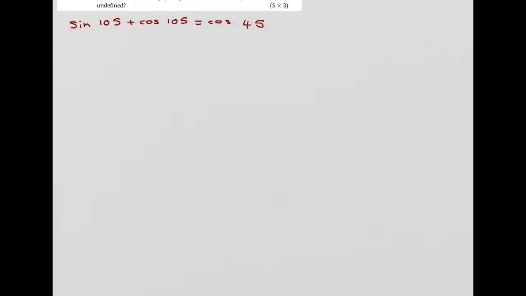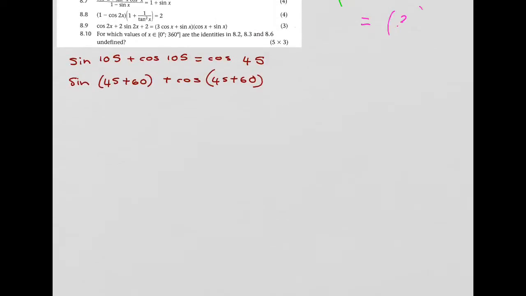Alright, a similar sort of idea for 7.2. We need to realize that we can build up, without using a calculator, special angles that will get us to the 105. So in this case, I'm going to say it's going to be sine(45 + 60) plus cos(45 + 60). Just make sure we're stating we're working on the left-hand side here.